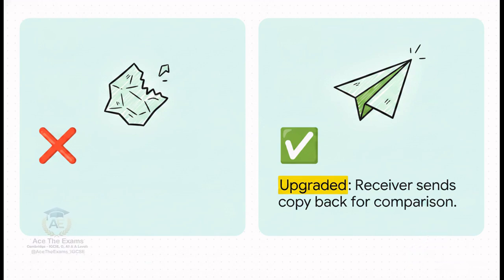Now read the upgraded answer. The receiving device immediately sends a copy back to the sender for comparison to detect differences. Look at the precision there. We specify the receiving device, we state the mechanism, sends a copy back to the sender, and we give the reasoning for comparison to detect differences. This upgraded answer is totally bulletproof. It uses Cambridge-safe wording, it demonstrates a real understanding of the algorithmic mechanism, and it easily secures the full marks.